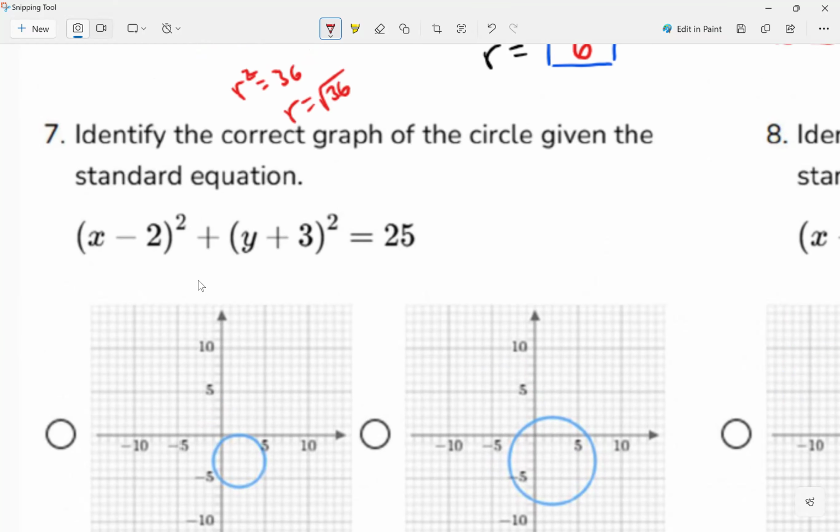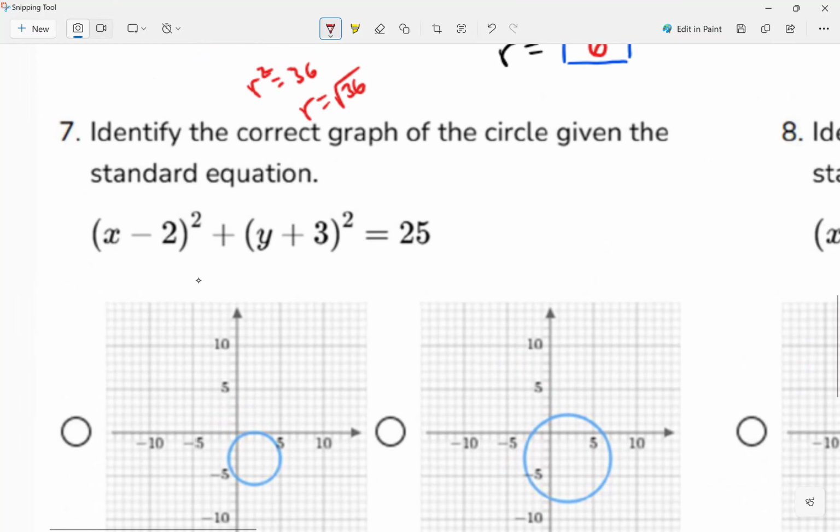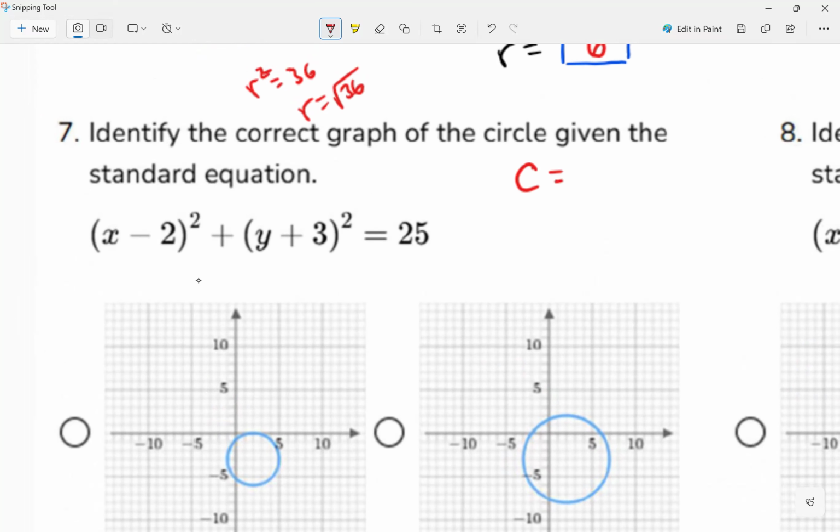So looking at the equation, let me find the center first. The center of my circle, my x value, I'm looking at x minus 2, so my x value is positive 2. Remember, opposite sign. My y value, because it says y plus 3, is negative 3. Just to double check, I do see I have a plus sign, so that's fine. My plus sign gives me a circle.